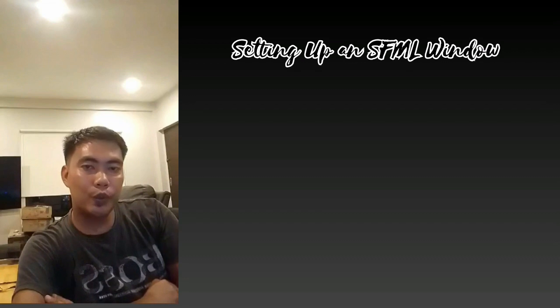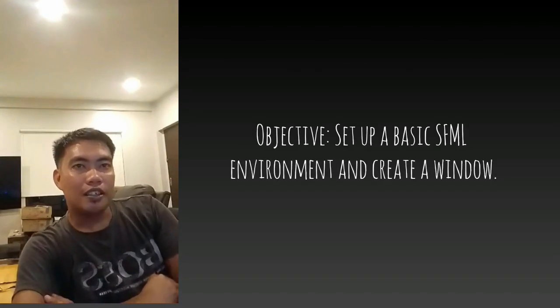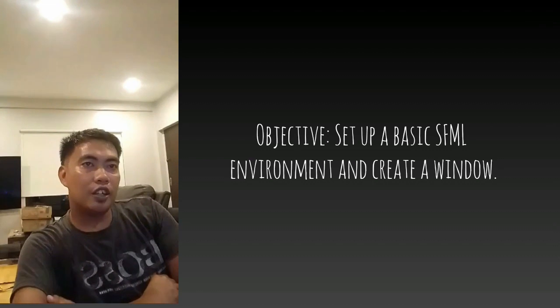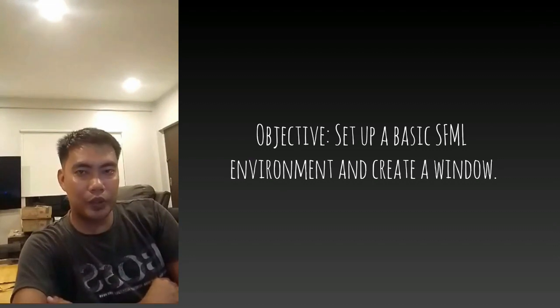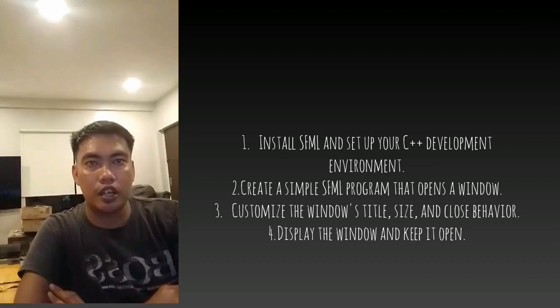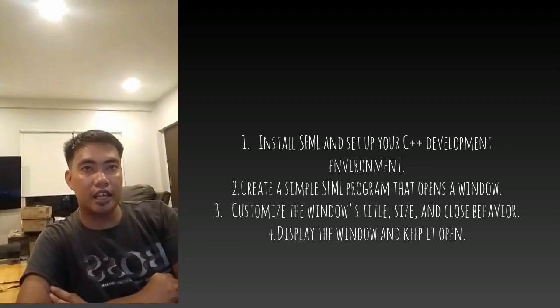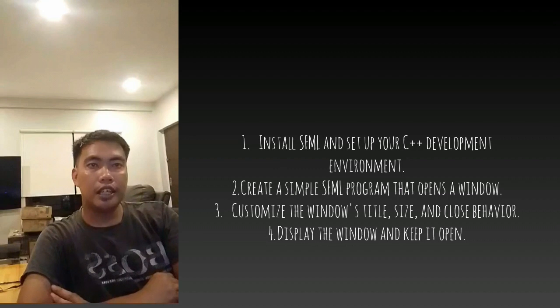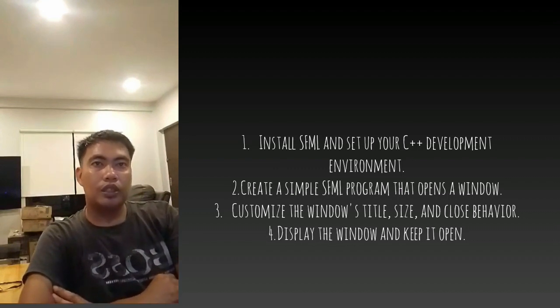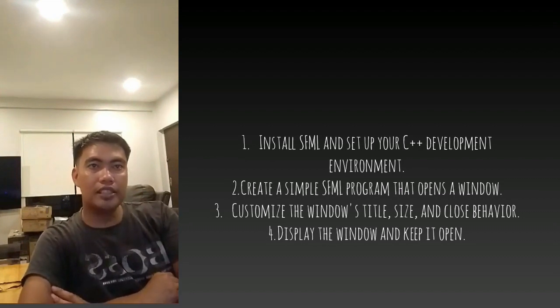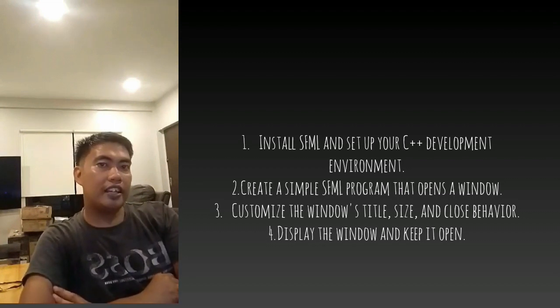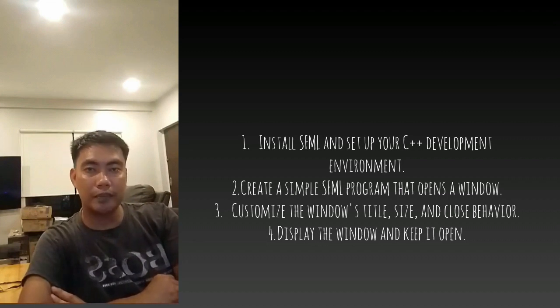Exercise number 1: Setting up an SFML window. Objective: set up a basic SFML environment and create a window. Number 1: install SFML and set up your C++ development environment. Number 2: create a simple SFML program that opens a window. Number 3: customize the window's title, size, and close behavior. And number 4: display the window and keep it open.